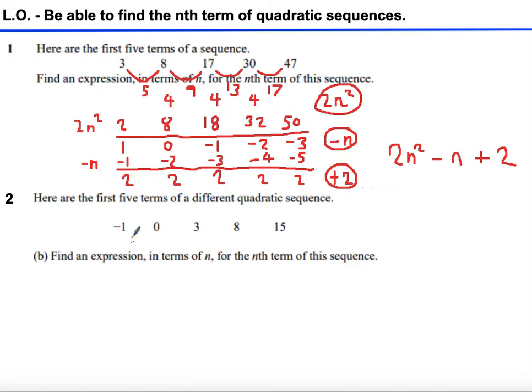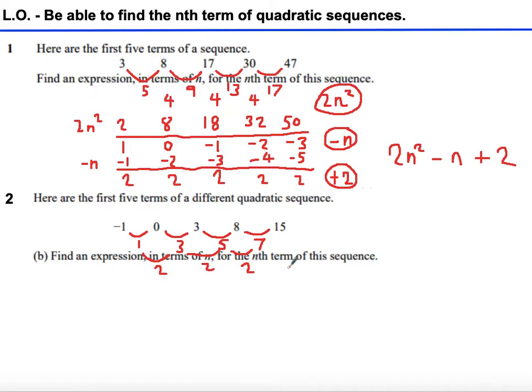Now we have another sequence below, and again we're going to find the nth term of this sequence. We're going to look at the differences. So the first difference is positive 1, followed by 3, followed by 5, followed by 7. So again, you can see that it's not linear because we haven't got a common difference. So our next difference is 2, 2, and 2. So this indicates that it's a quadratic sequence.